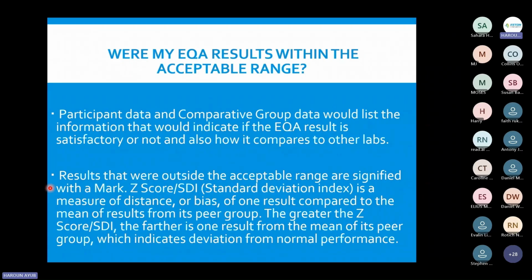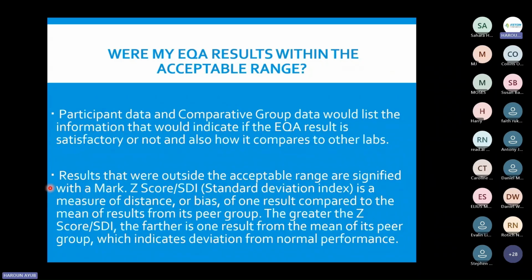Any results that are marked outside the acceptable range are signified by a mark. The z-score, or the standard deviation index, is a measure of the distance or bias of one result compared to the mean results of its peer. The greater the z-score or the SDI, the further one result is from the mean of its peer group, which indicates deviations from normal performance.